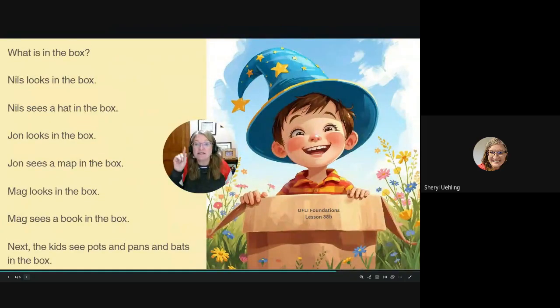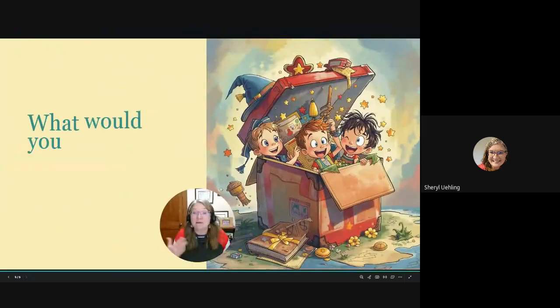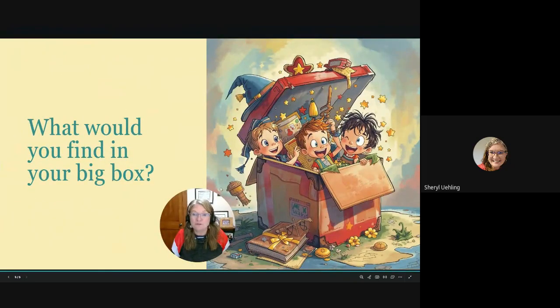And then this is the text directly from the story. My student listened to me read it first. Then the second time I read it, I didn't include some of the words. And then the third time they read it all on their own. And then we ended with the question, what would you find in your big box?